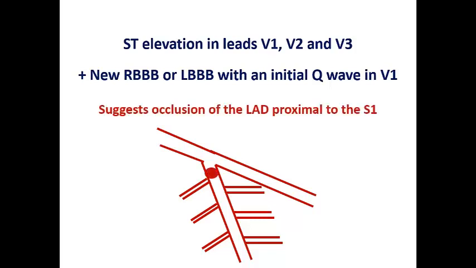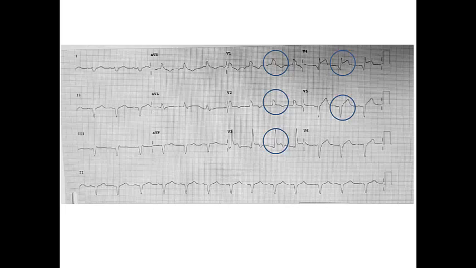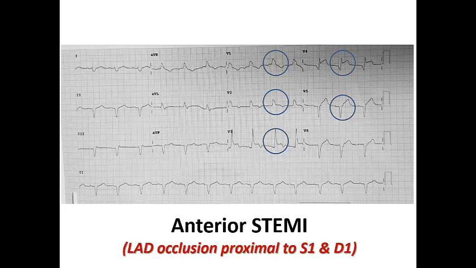So I can expect here that the occlusion, of course, is proximal to S1 due to presence of new bundle branch block. Let's see this example here. The patient here is having ST elevation from V1 to V5 with right bundle branch block morphology in the precordial leads, and so I expect here that the patient is having anterior STEMI with LAD occlusion proximal to S1 and diagonal 1. So here I could predict the culprit artery and the culprit lesion.